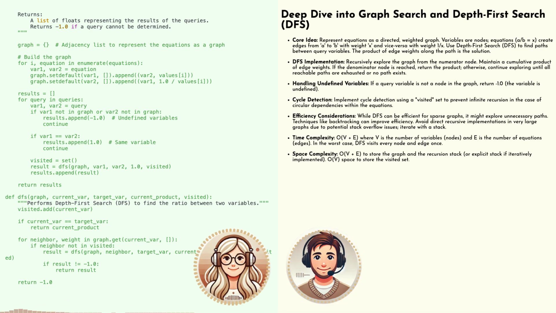So instead of juggling equations, we're navigating a map. Right. But how do we actually find those routes efficiently? Maps can be huge and have lots of dead ends. That's where our old friend depth first search, DFS, comes in. It's like a systematic explorer for our map. So DFS is our navigation system.